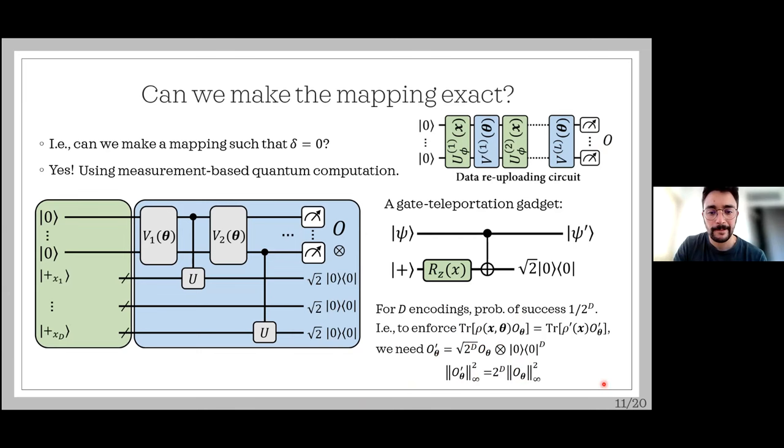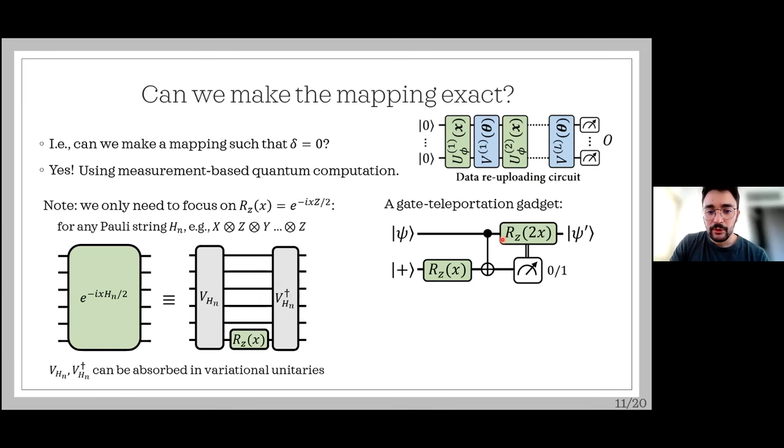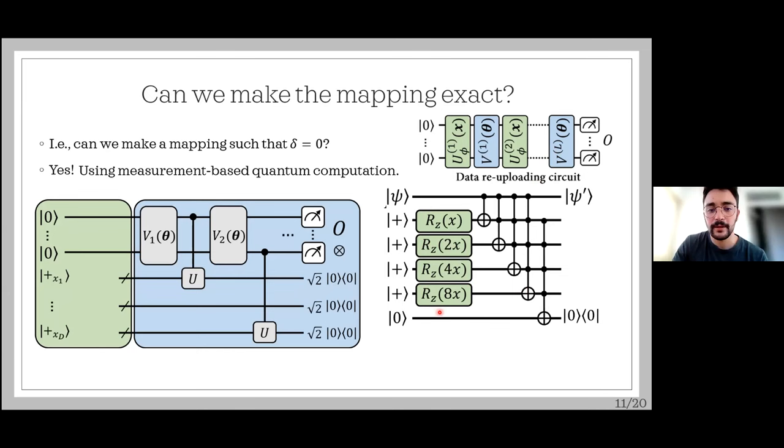But we have a way around this. What we can do is this: instead of completely discarding this correction by post-selecting on zero, we apply the same gate teleportation gadget to teleport RZ of 2x. Okay. And then we have a correction RZ of 4x on an extra ancilla. What we can do is teleport that RZ of 4x again, and then teleport the correction of that with an RZ of 8x. So you have a nested gate teleportation where all the corrections are implemented again with gate teleportation.